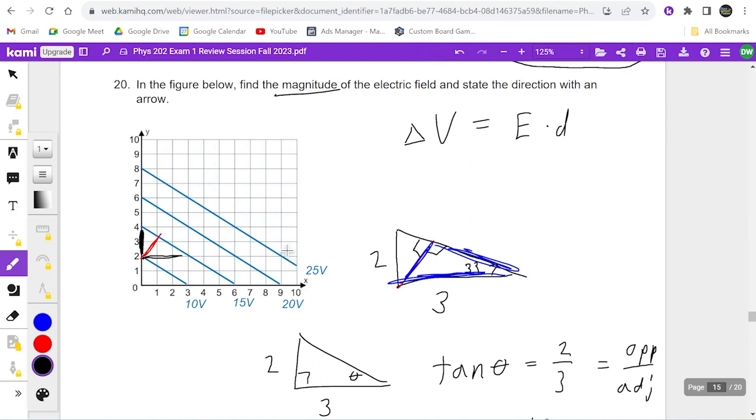So then for the direction, remember what I said earlier, the electric field will always point away from positive towards negative. Obviously there's no negatives here, but it's going to point towards the lower numbers. It always does. So the electric field will point down and to the left like that. That's the way the electric field points. And now we're done.